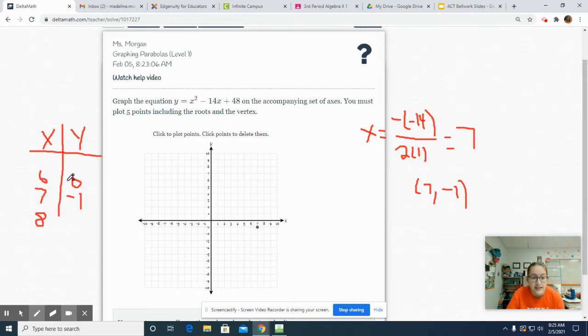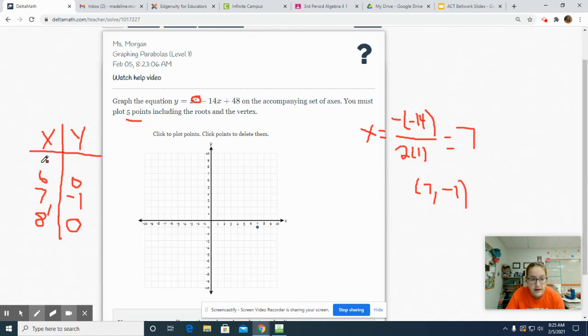So if the 6 is 0, the 8 is also going to be 0. So whenever you're looking for roots, you're looking for your y value to be 0. And since our x is squared, we'll learn this a little bit later, but that means that I'm going to have 2 real solutions. So 1, 2, I found my roots. But I still need 5 points.